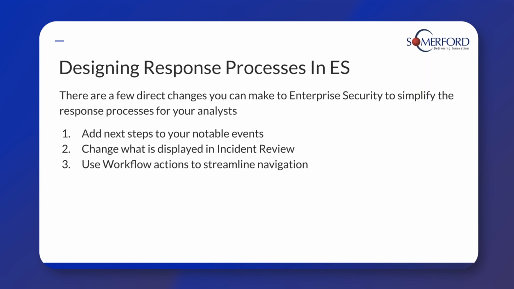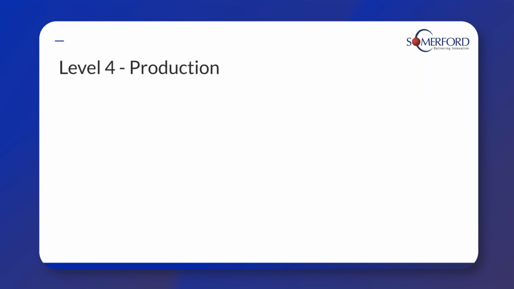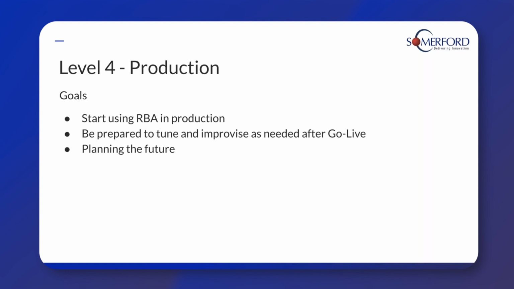And I'll show you all of these actually implemented in the demonstration. So once we've done that, we've operationalized it, we're basically ready to go to production, right? So in level 4, the final level really, but it is iterative as we've talked about before, our goals are to start using RBA in production, all right?